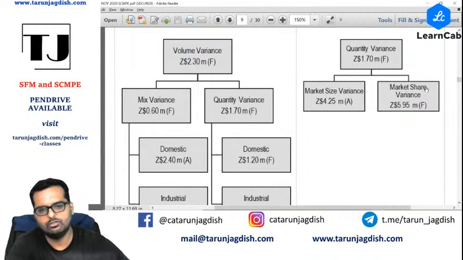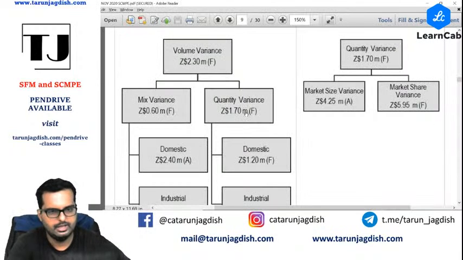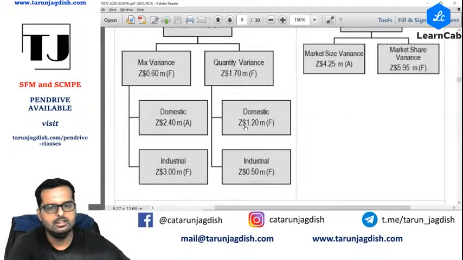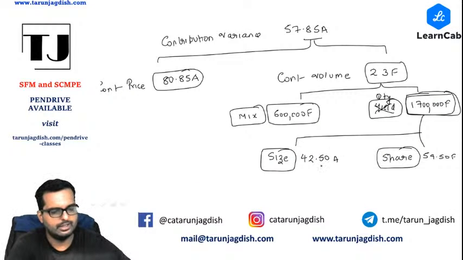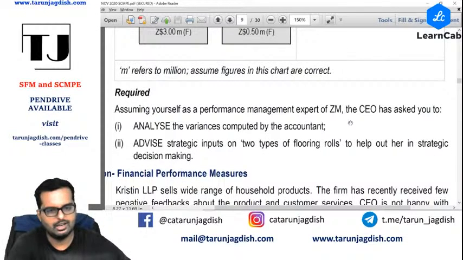He has made a volume variance of 2.3 million favorable. Yes, we have also got 2.3 million, that is 23 lakh favorable. Same thing. Mix is 0.6, 6 lakhs. Yes, we've got that. Quantity is 1.7. Yes, we've got 17 lakhs. That's million. They have given the breakup of domestic and industrial also over there. That doesn't matter. Apart from this, they have given the market size and share variance as 4.25 adverse, 5.95 favorable. 42.5, 59.5. Exactly the same thing we have got.